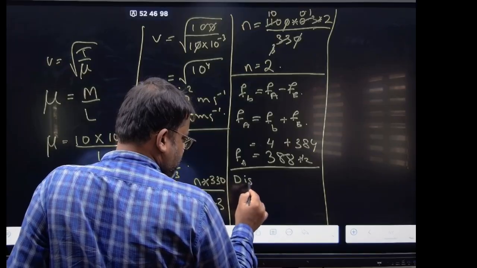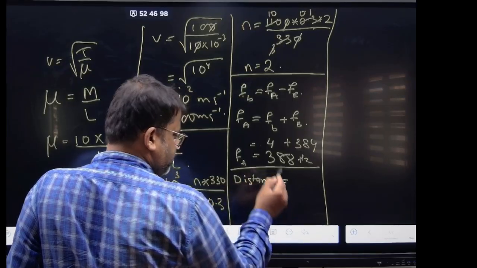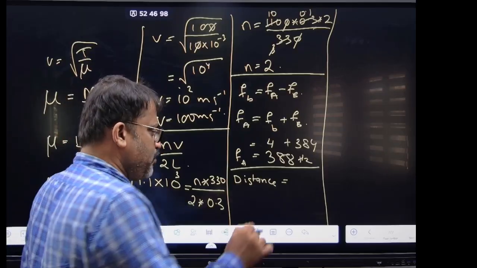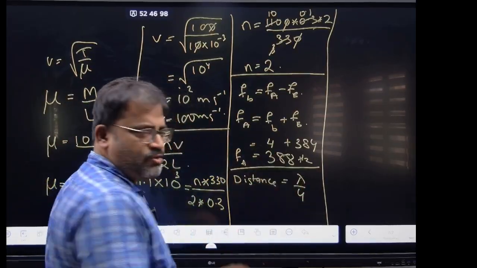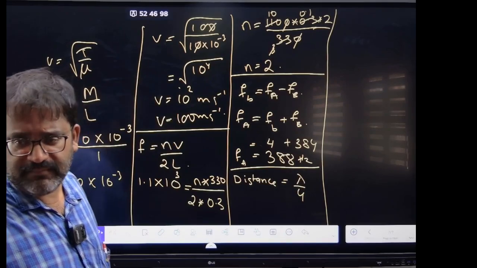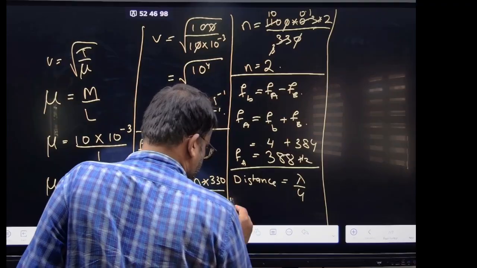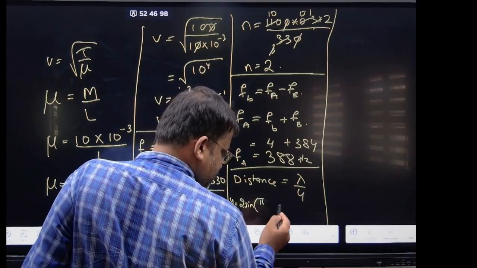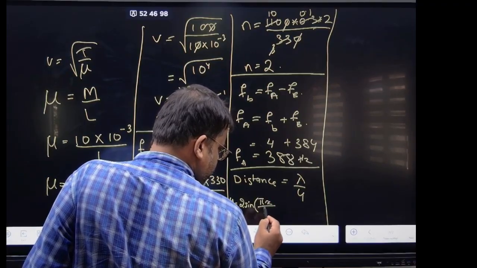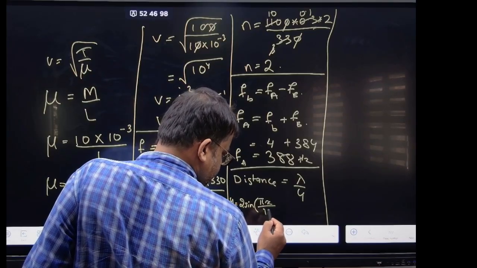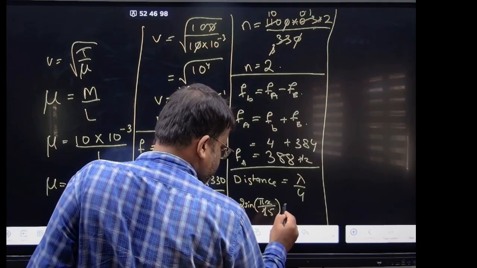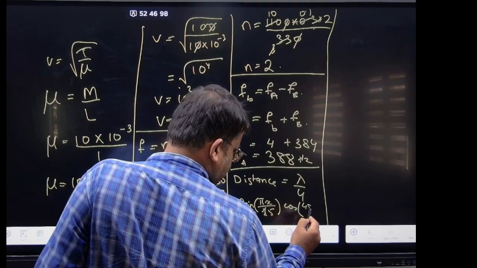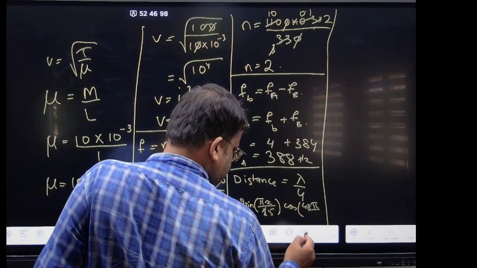Now remember here, the distance between consecutive nodes and antinode will be lambda by 4. Now we have to find out lambda. That we can do by making use of the equation given. What is the equation given? y is equal to 2 sine of pi x divided by 11 into cos of 48 pi t.